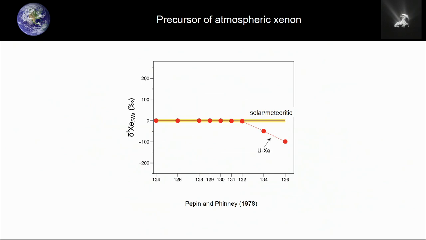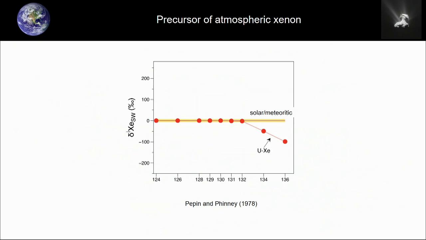It is different for two reasons. One, it's mass-dependent fractionated, but this is secondary. This took place during atmospheric escape during Earth history. But more interestingly, once you correct for mass dependence, you obtain a xenon isotope composition, here normalized to solar or meteoritic, that looks primitive for most isotopes, but which is depleted in the two heavier isotopes, 134 and 136, which are r-process isotopes produced in neutron stars.